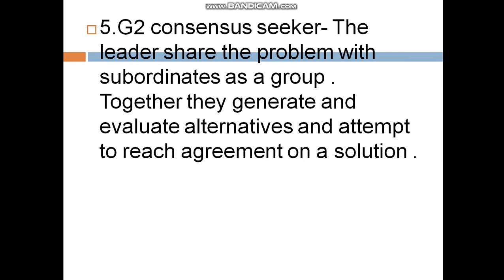Here, first the leader shares the problem with the subordinates as a group. Then they tell their ideas and suggestions, and finally evaluate the alternatives and attempt to reach agreement on a solution. That is the fifth decision-making structure. These are the Vroom and Jago leadership theory.